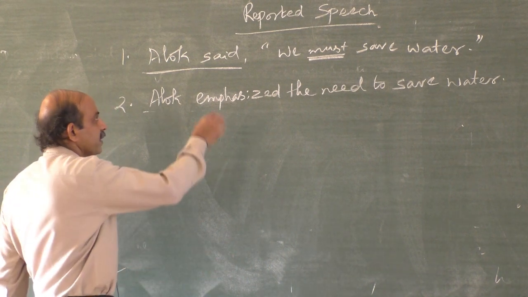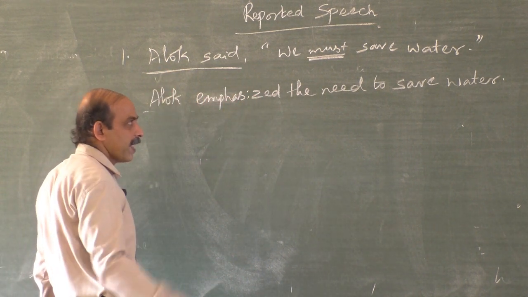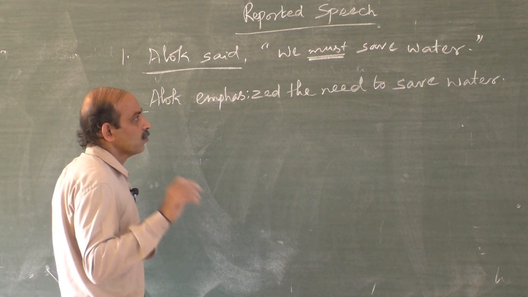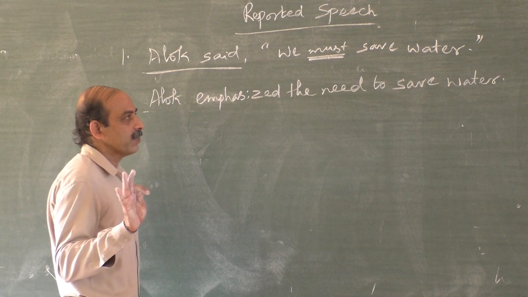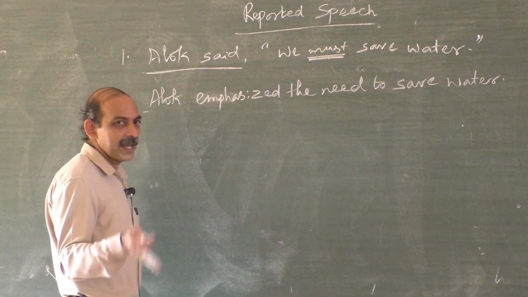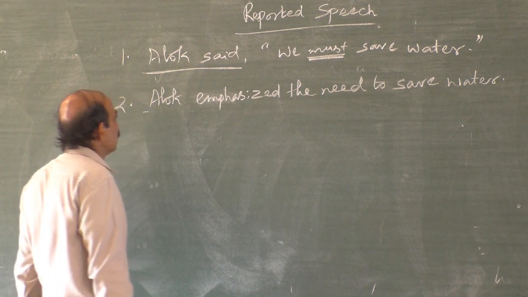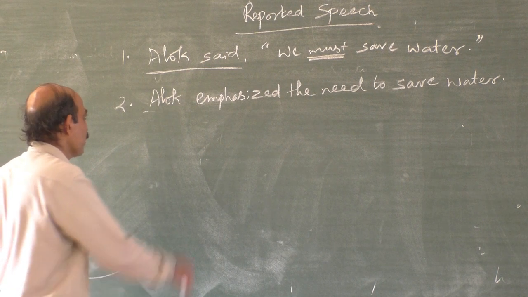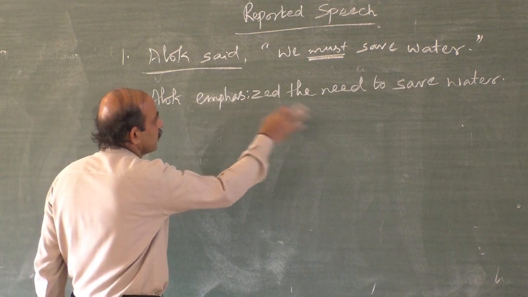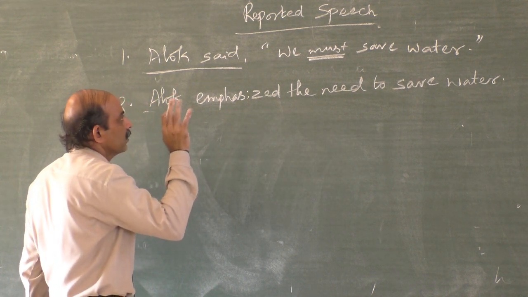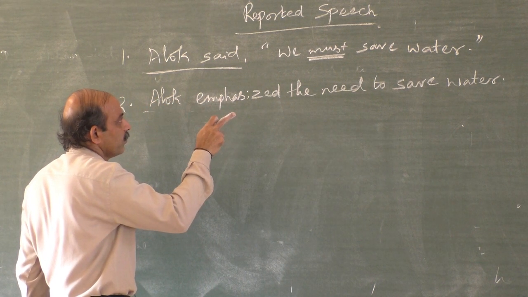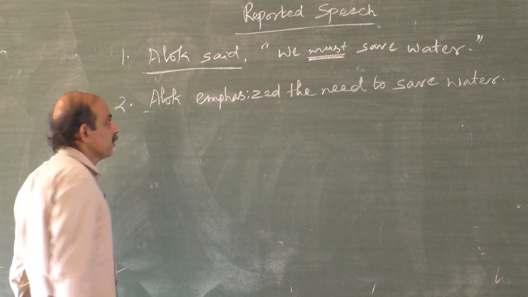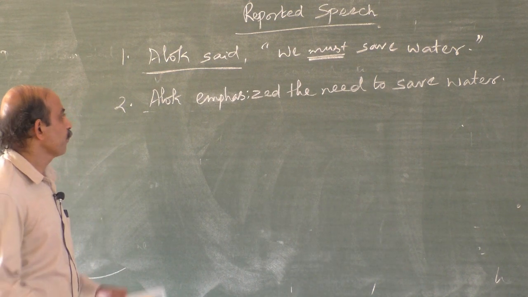Why? Because it is a matter which is universally accepted, and it is very important from the point of view of a human being that water should not be wasted, because it is not simply available. Water is an elixir of life. C.V. Raman, the great scientist, has already said so, and we know it right from the Vedic period. Alok emphasized the need to save water, and though it is a statement, it has the thought of an imperative mood.